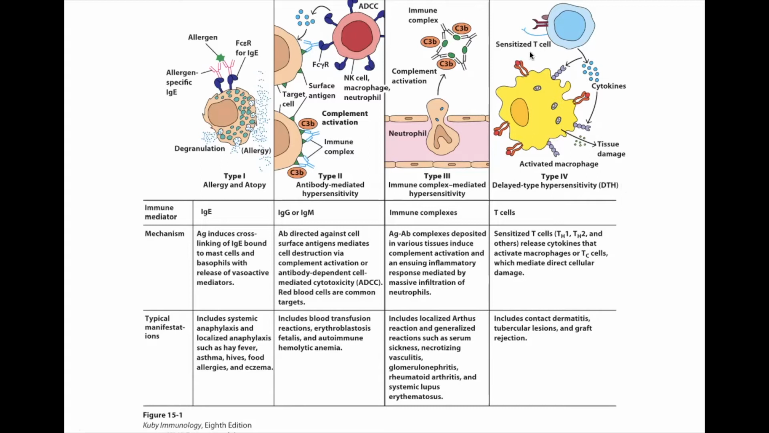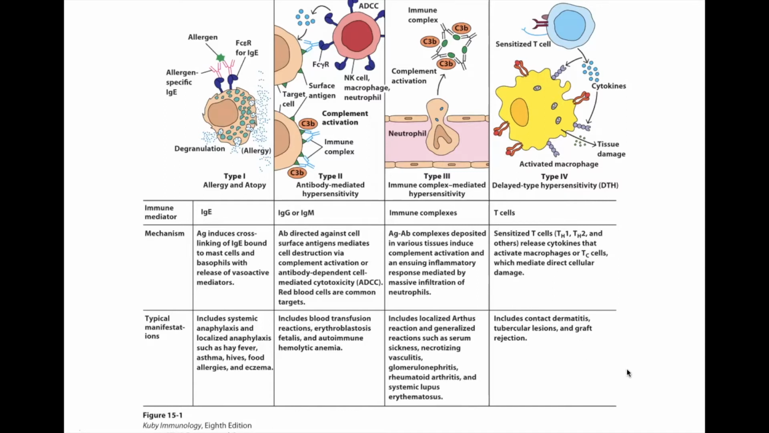And then with type 4, as I mentioned, this is where we get T cells activating. And so the T cells are going to recognize their antigen, they become activated in producing cytokines that can cause either direct damage or indirect damage. So we can see this with like contact dermatitis. In some cases, type 1 diabetes is sometimes classified as a type 4 response for that.